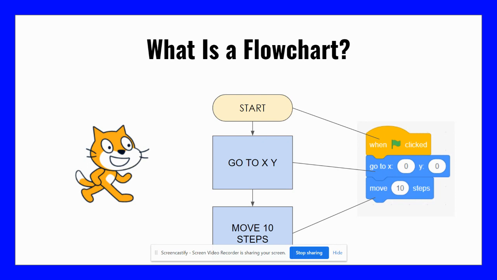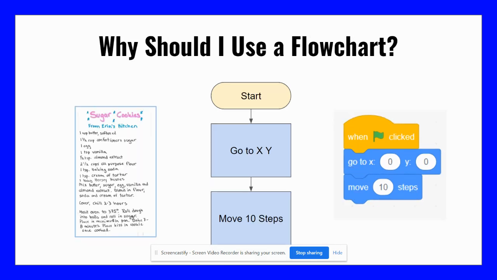A flowchart is a diagram that gives an algorithm or step-by-step instructions on how to complete a task. On this slide, we have an algorithm or step-by-step instructions for how to make Scratchcat move 10 steps when the flag is clicked. In the center of the screen is the flowchart for that algorithm. The oval shape shows the start of the events. The blue rectangles show actions that will happen. The arrows connect the actions and show the order in which the actions will occur. On the right side of the screen is the algorithm that has been converted into Scratch code.